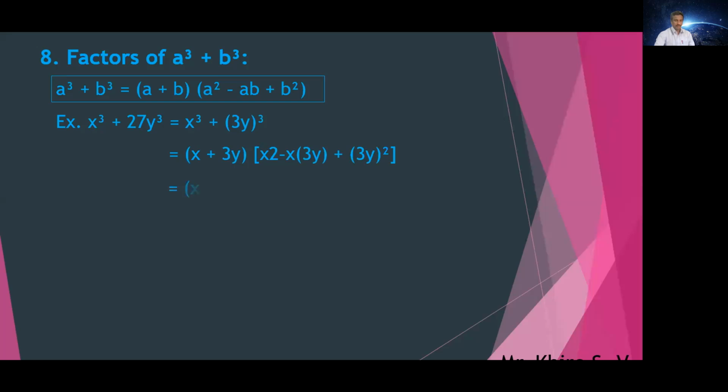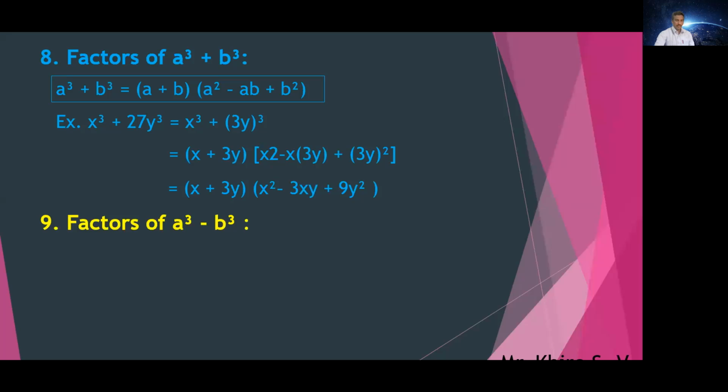Then we will get (x plus 3y) into, in the second bracket, x square minus 3xy plus, square of 3 is 9 and square of y is y square. We will get this answer: (x plus 3y) into (x square minus 3xy plus 9y square). Clear?